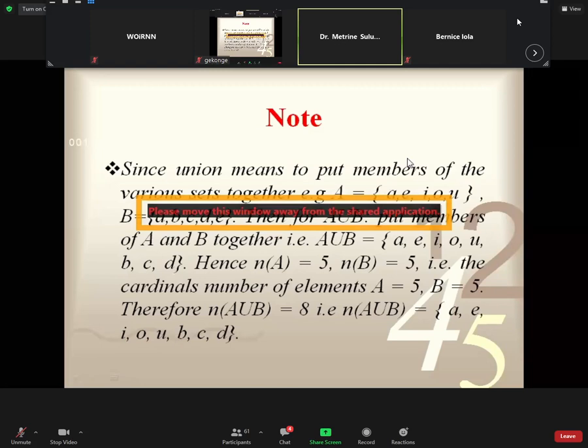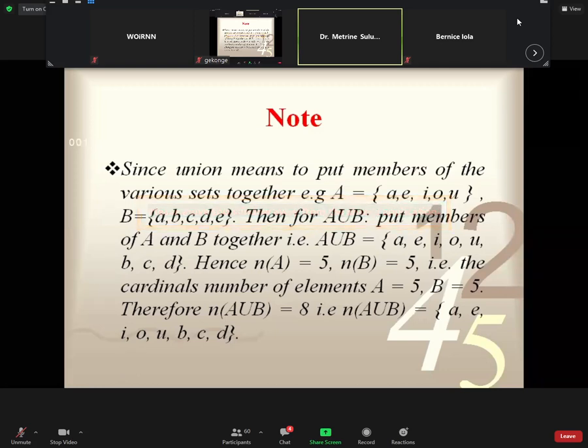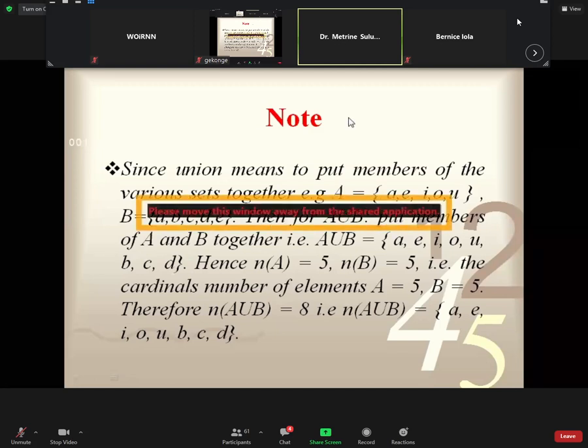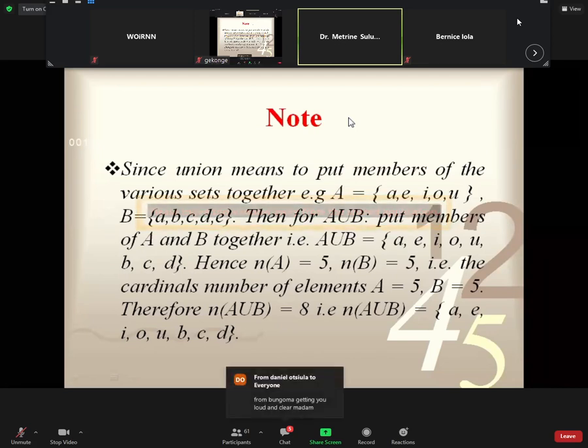Note that since union means to put members of the various sets together, for example, A is equal to, open the brackets, A, E, I, O, U. That's a set of vowels. And B is A, B, C, D, E. Then A union B, you simply put members of A and B together. We are simply putting members of A together with members of B, so long as we don't repeat the members in either of the sets.